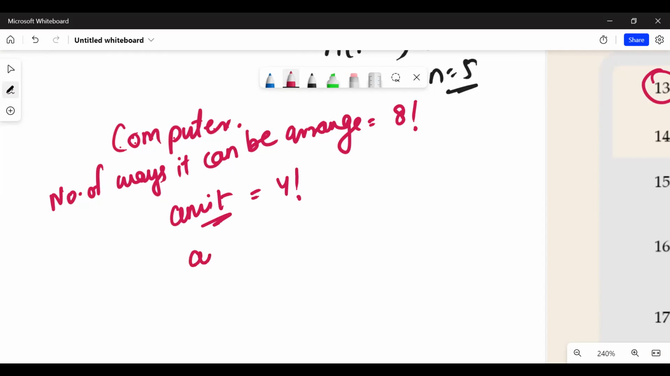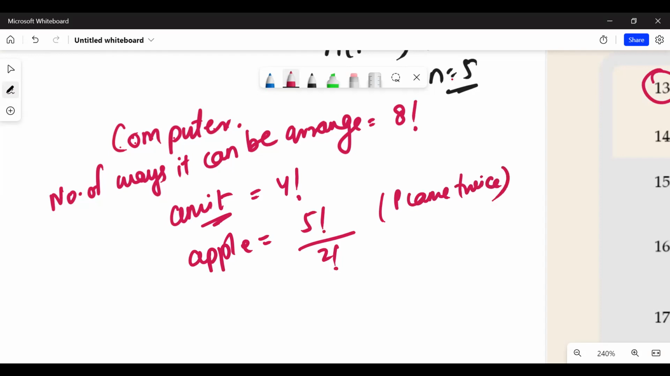If there's a word called apple, in how many ways can you arrange it? 5 factorial divided by 2 factorial. Why 2 factorial? Because P came twice. If two things are twins, the same, you will not be able to arrange them. You will not get to know which came, which did not come. If I say first P I wrote, then second P, or then again I wrote apple, then second P, then first P, how will you get to know? Because both are P only.